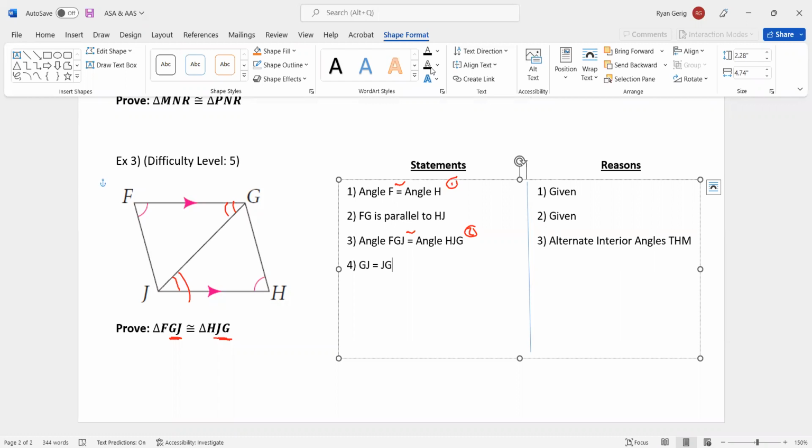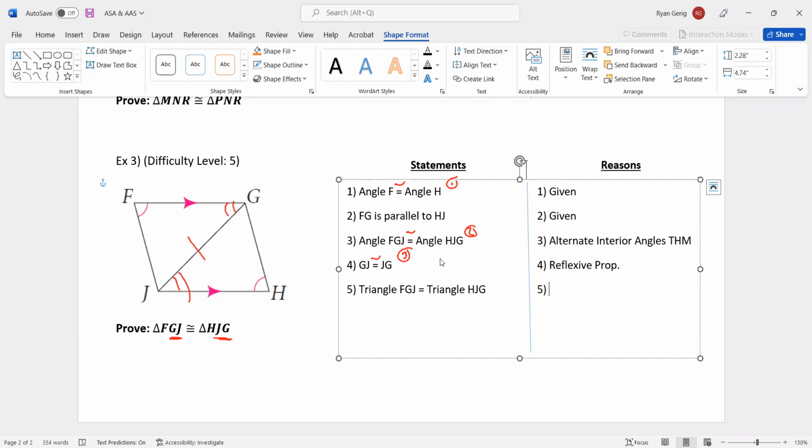The two triangles are kind of flipped. But there's my third piece. Now, the fact that they're flipped doesn't really change anything as far as why they are congruent. It's still the reflexive property. Okay, and that is the third piece. We'll go ahead and mark it. So now I can say triangle FGJ is congruent to triangle HJG.